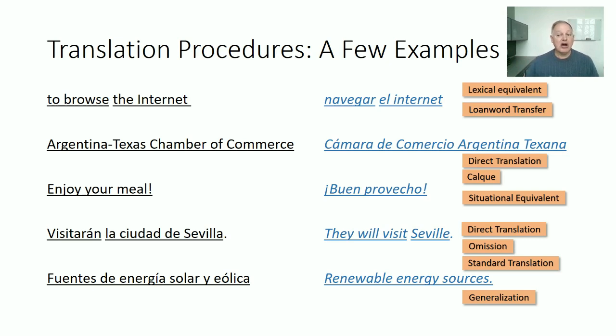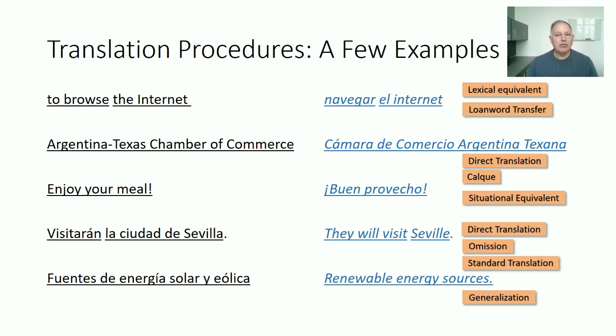Another example, or a couple, or 3 examples in this next segment. Visitarán la ciudad de Sevilla. They will visit Seville. This is a direct translation. In other words, I translated it literally, each element with its closest lexical and grammatical or structural equivalent. But I just made the necessary changes in order. Although in this particular example, I don't need to change the order of anything. They will visit Seville is the same as visitarán la ciudad de Sevilla.